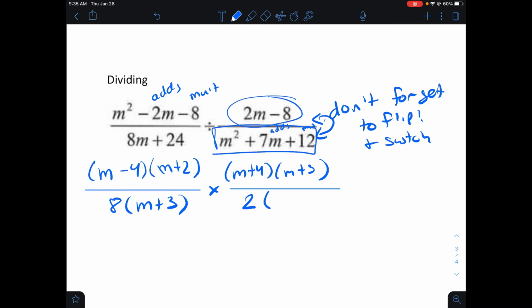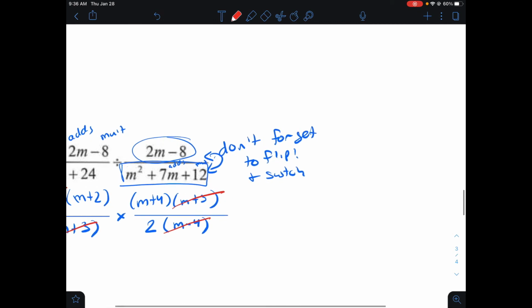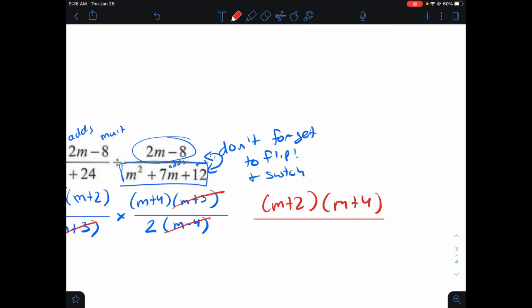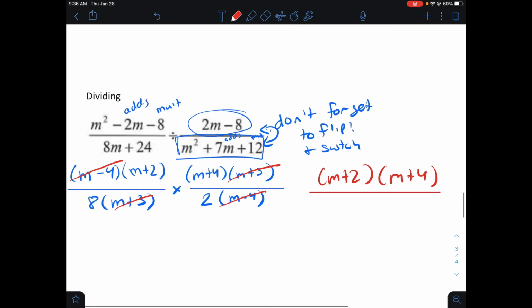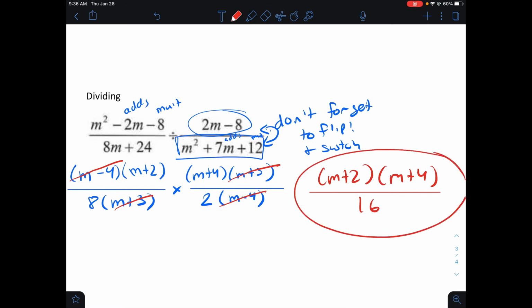Okay, so anyhow, we have to factor this guy. We're going to take a 2 out. We get m minus 4. So now we've factored everything. We got to start canceling. So m minus 4 and m minus 4 will cancel. M plus 3 and m plus 3 will cancel. So we are going to be left with an m plus 2 on the top, and m plus 4 on the top, and then we get a 16 on the bottom, which is the 8 times 2. So that is that.